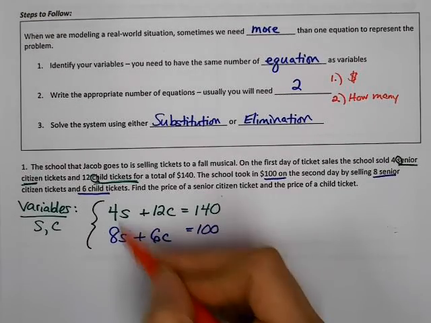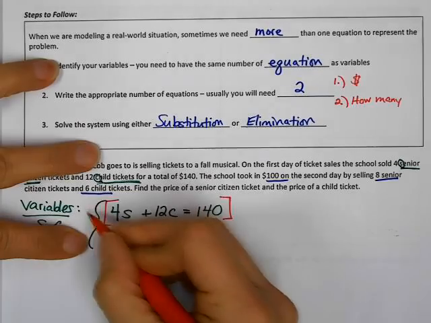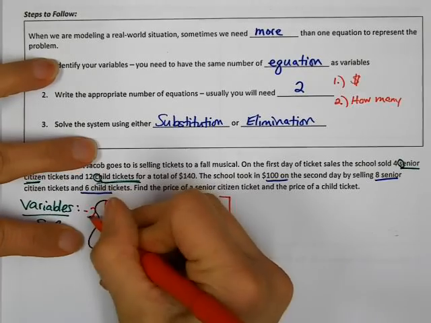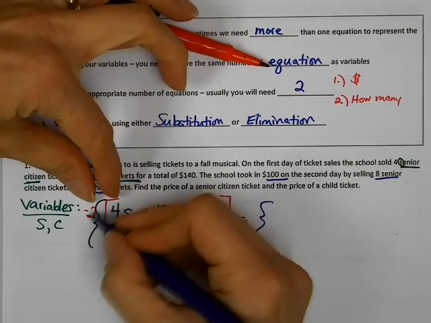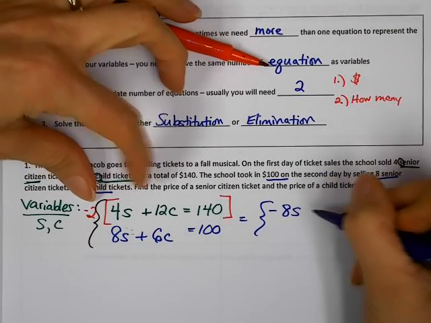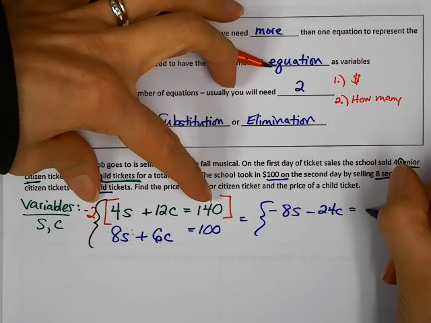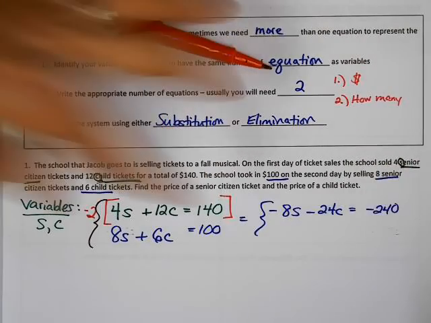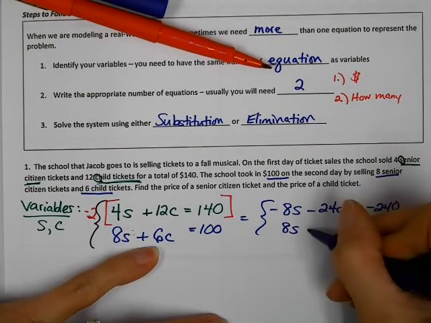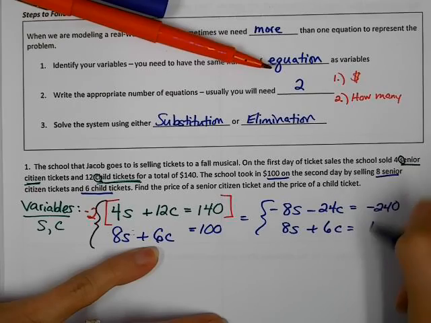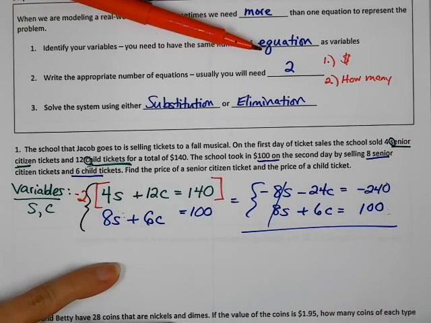So if I wanted to have the S's eliminate, this first equation would need to get multiplied by -2. And so the new system is going to be, distributing here, -8S minus 24C equals -240. The second equation I'm going to write just as is: 8S plus 6C equals 100. Are we ready for elimination? Yes, something is definitely eliminating.